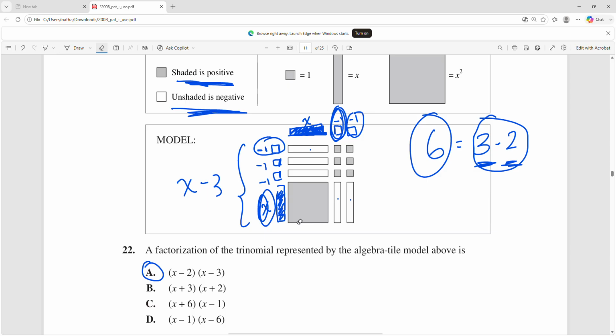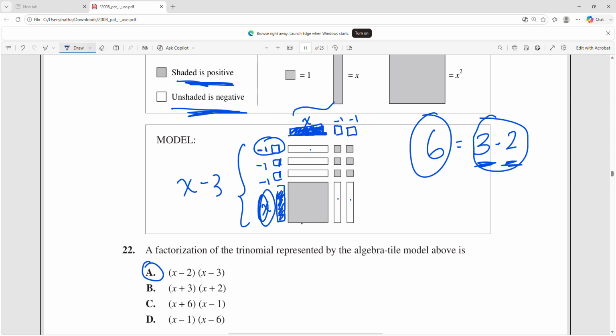Let's just see if I can erase that. There we go. Since we have on the top an x and 2 negative 1s, that's x minus 2. These are the two things that would multiply together to give us the final product here.